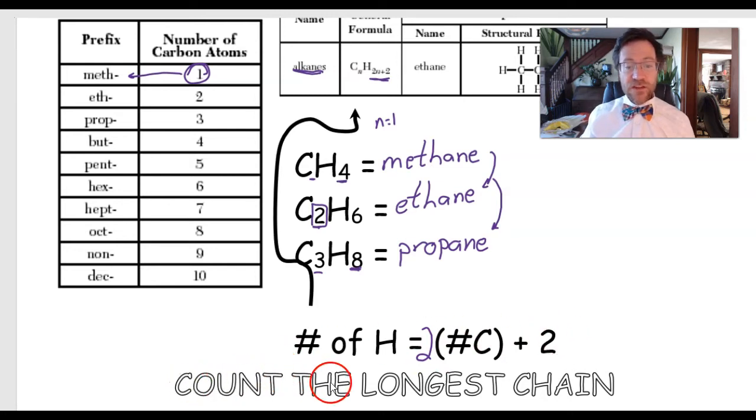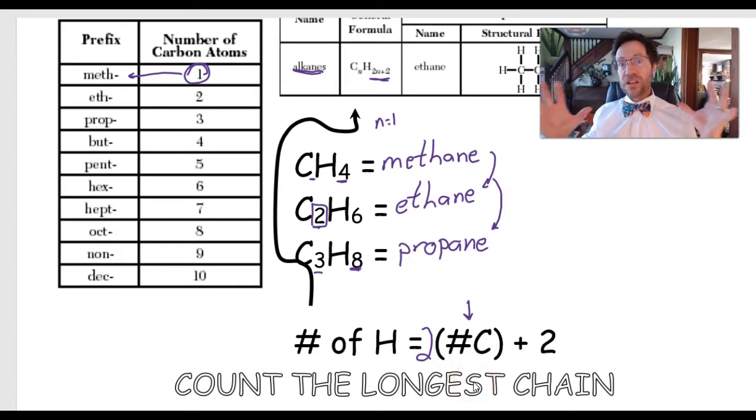And the way we do that is we count the longest chain. That's how we find the number of carbons. And I want you to remember that for later on when these things start to get really big. Remember, we're just starting out, so they're nice and simple and easy.